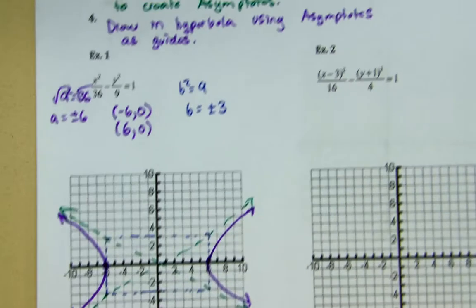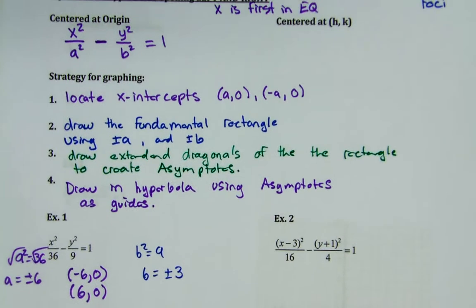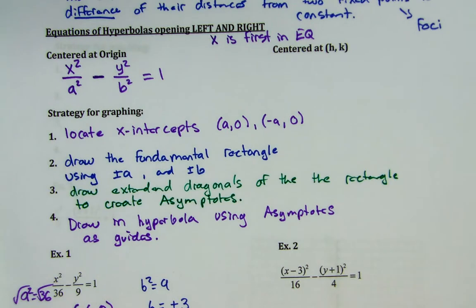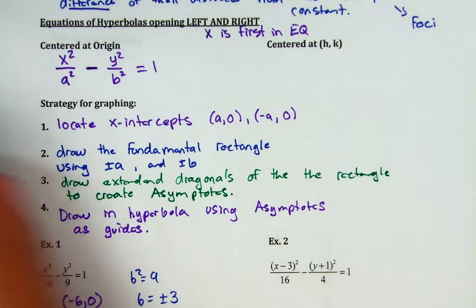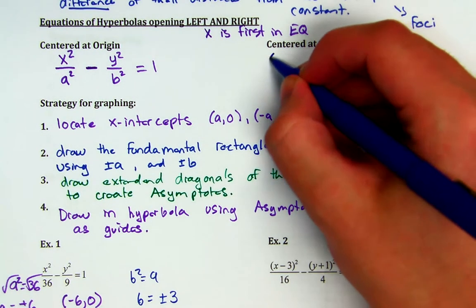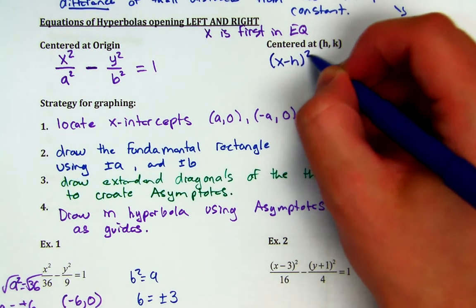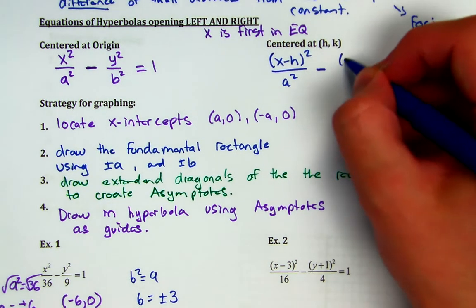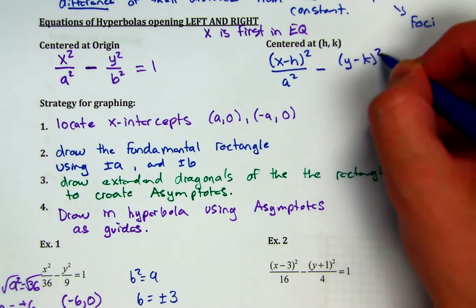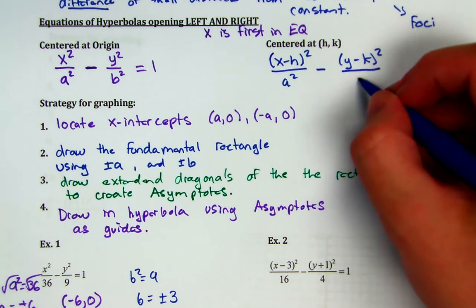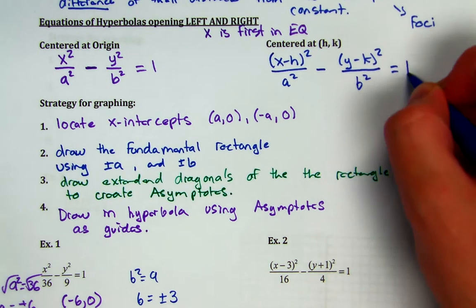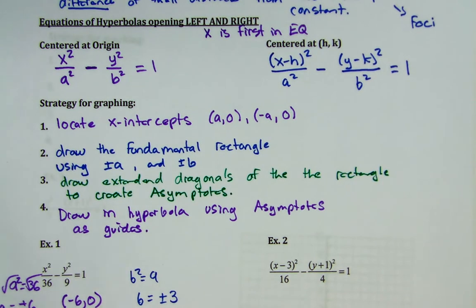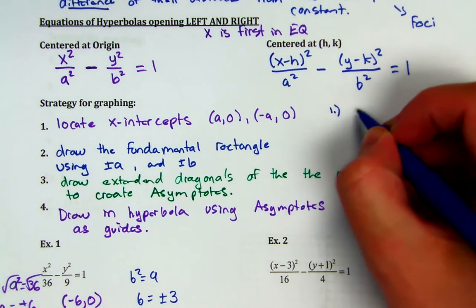Alright, so let's go back and talk about (h, k). Just like an ellipse, the equation is very similar. (x minus h) squared over a squared minus (y minus k) squared over b squared equals 1. The only thing that's different is step 1 now becomes find your center.